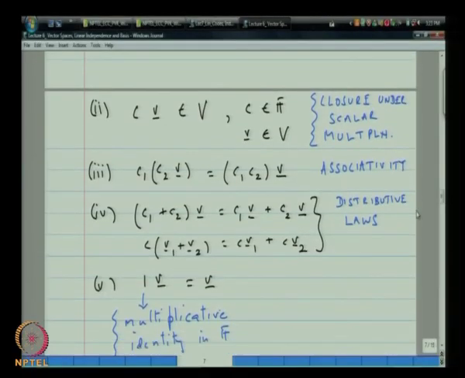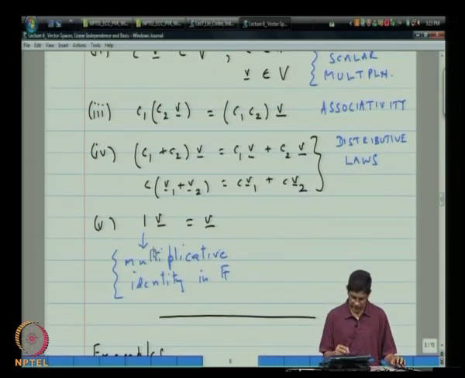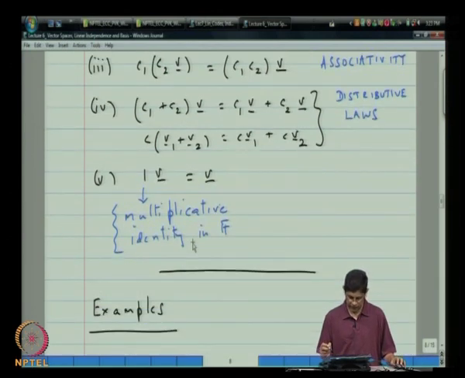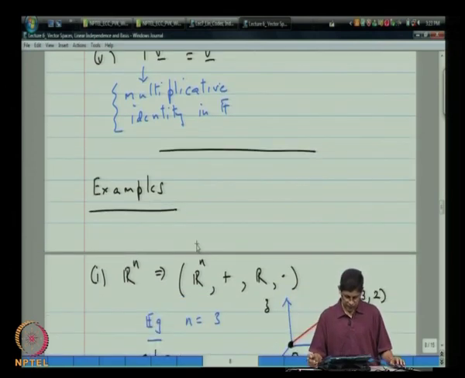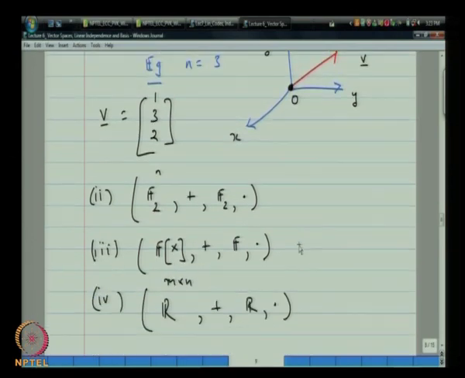And those axioms are closure under scalar multiplication, associativity of scalar multiplication, the 2 distributive laws, that is that scalar addition distributes over vector multiplication and so on. And then finally, that if you take the identity element in the field and multiply it with the vector, you get the vector back itself. So, 9 axioms. We looked at examples. These are examples in 3-dimensional space. We looked at some other examples as well.